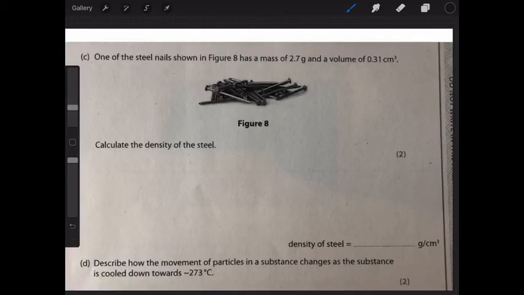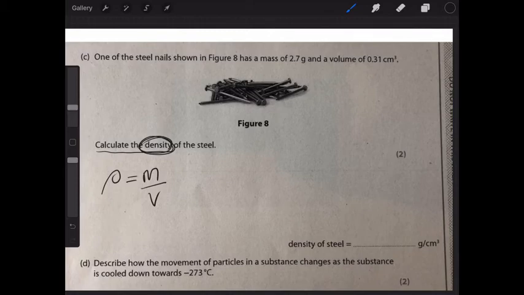It's an application question. This time it looks like we're going to have to recall an equation because we're being asked to calculate the density of the steel. So I'm going to need to recall my density equation. There you go. I'm already there with 1 mark. Density is mass divided by volume. So let's have a look at what information they've given me in the question.